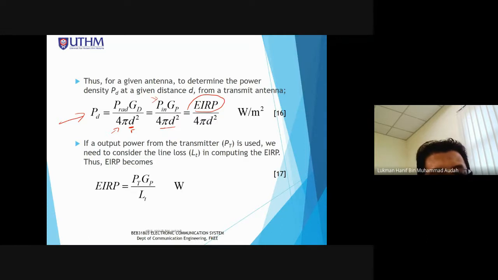Sekiranya terdapat losses pada transmission line, kita boleh bahagikan dengan LT losses. Okay, yang mana EIRP ini boleh juga kita buat sebagai P transmitter, keluaran daripada transmitter. We multiply with the power gain and we minus with the losses. Okay, boleh juga kita buat dalam sebutan losses seperti ini. Ini nanti kita akan lihat tentang perkara ini. Ada example yang terakhir berkenaan dengan perkara ini. Okay.